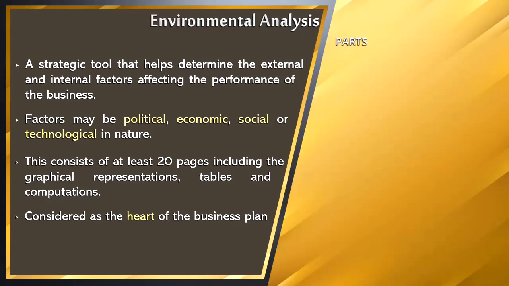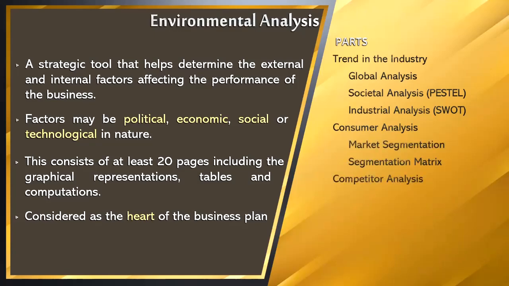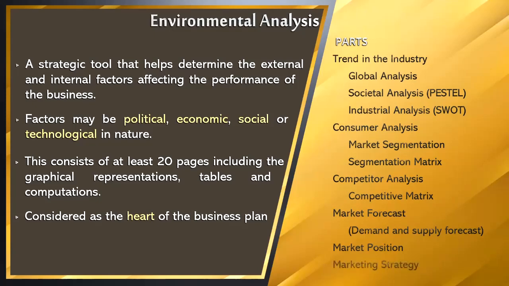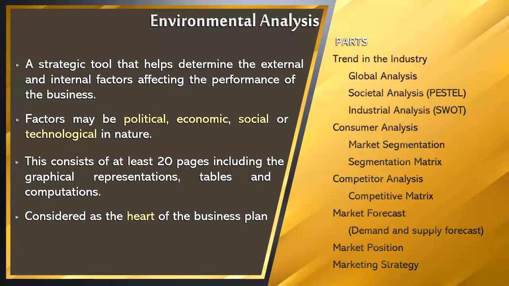These are the parts of your business plan. We have trend in the industry, global analysis, societal analysis or PESL analysis, industrial analysis or SWOT analysis. And under consumer analysis, we have market segmentation and segmentation matrix. For competitor analysis, we have competitive matrix. And under market forecast, we have the demand and supply forecast. Second to the last is market position, and the last part of your environmental analysis is marketing strategy. For this lesson, the part that will be discussed is until competitor analysis. So probably on Friday, market forecast, market position and marketing strategy will be posted.